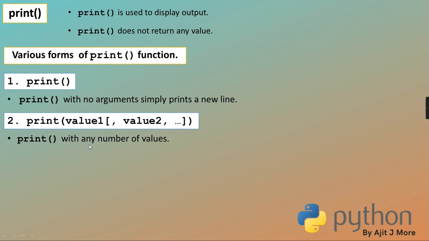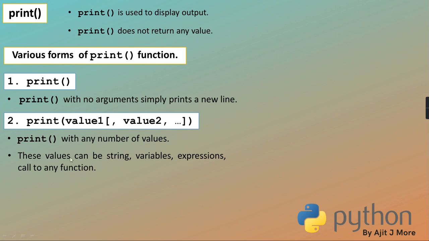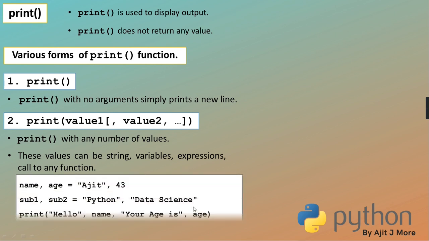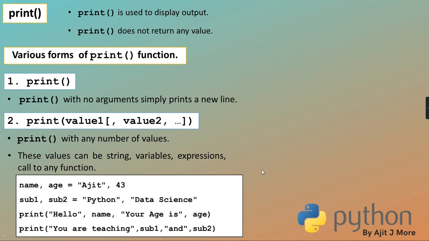So print with any number of values. These values can be a string, variable, expression, or a call to any function. This print will display all the values one after another, with a space in between. Getting it? Let me show you an example.